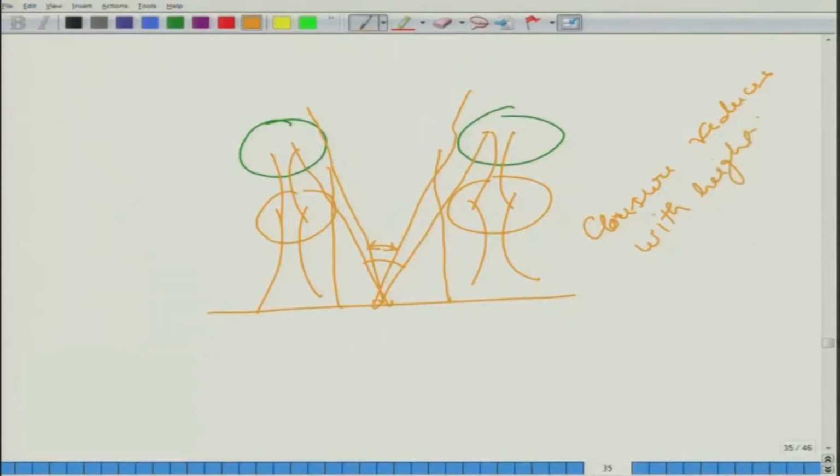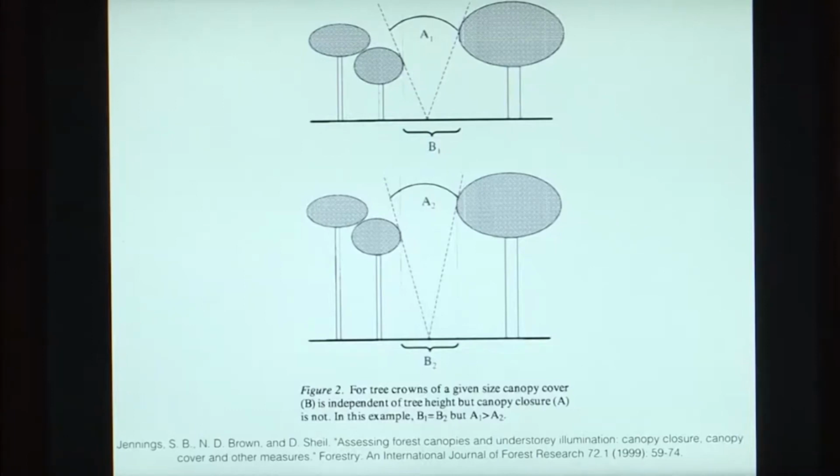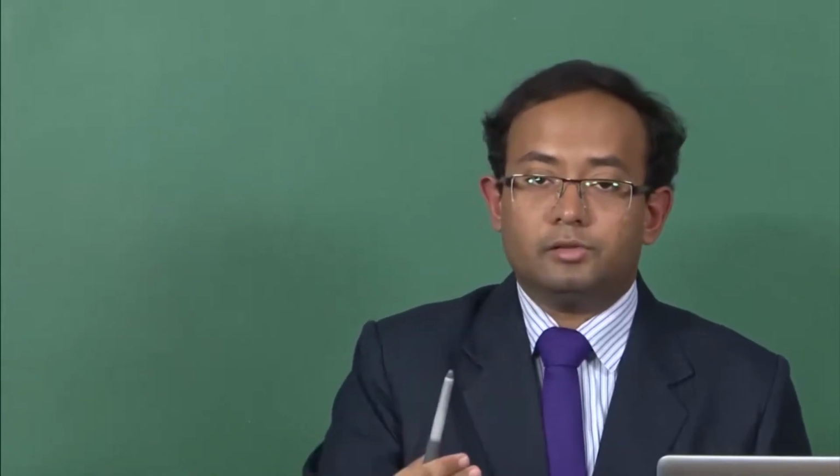Now, let us have a look at the canopy cover. Now, in the case of canopy cover, we take projections on the ground. So, when we are taking the projections on the ground, whether the height is this much or whether the height is the small one, the projection on the ground is going to be the same. So, in both the situations, the projection on the ground is this much, which is why we can say that the canopy cover is going to remain the same even if the height of the trees increases.